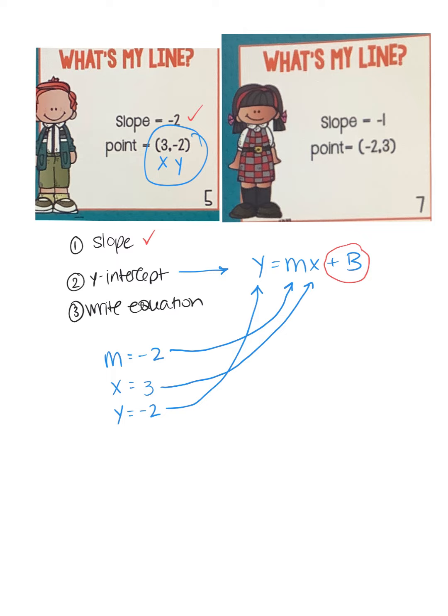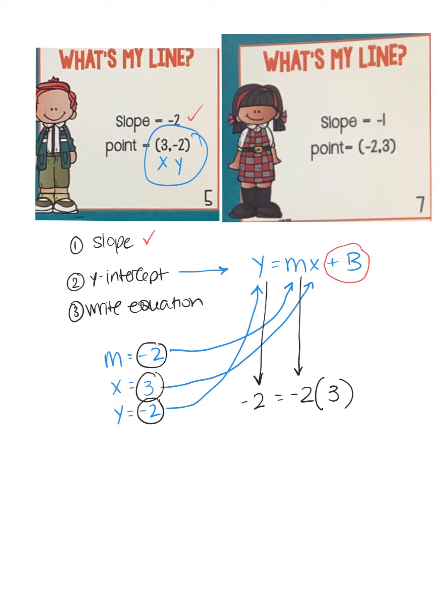So instead of y, we have negative 2. Let me use a different color. So instead of y, we have negative 2 equals. Instead of m, we use our slope of negative 2. Right? There's the y, there's the m, times. Notice I'm going to use parentheses to show multiplication because I don't want to use the x. It gets a little confusing.